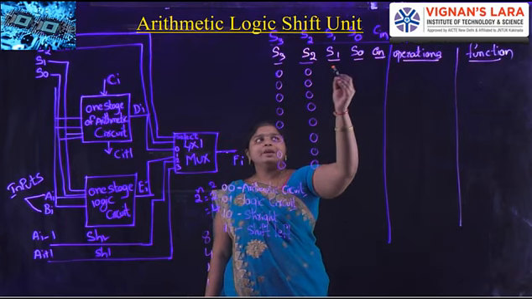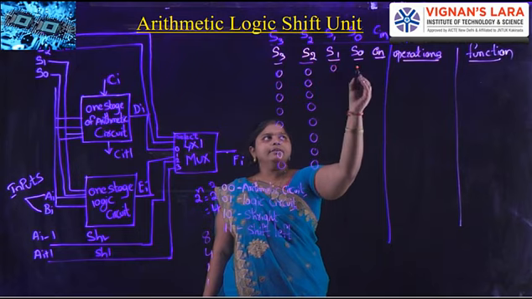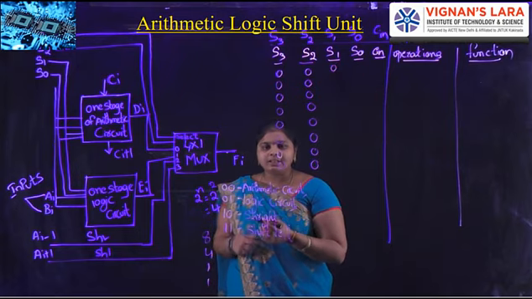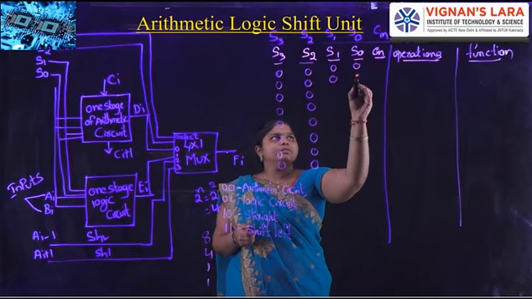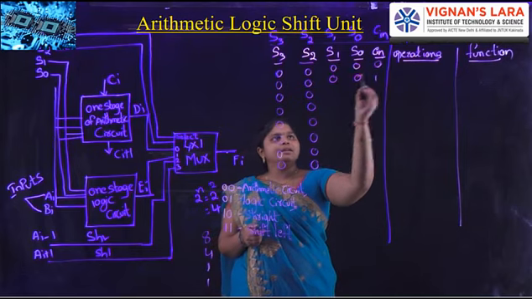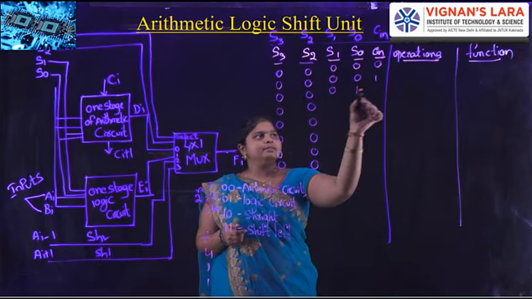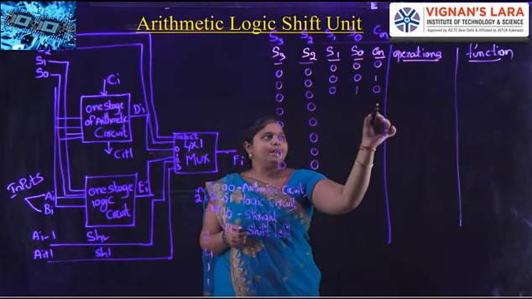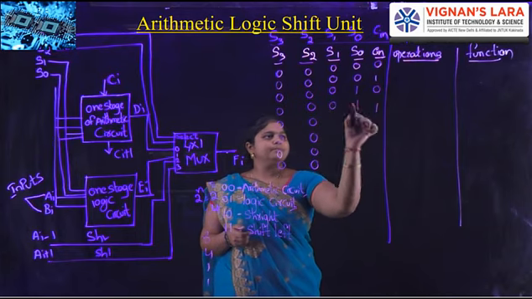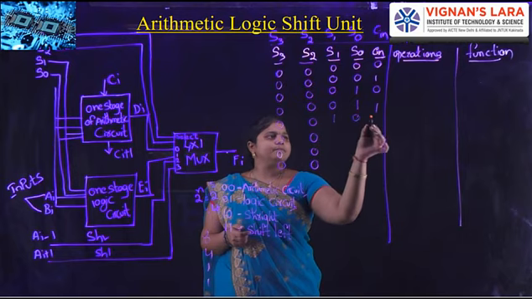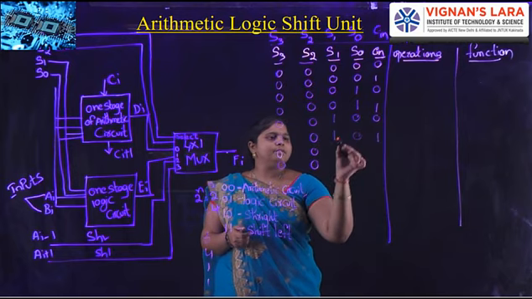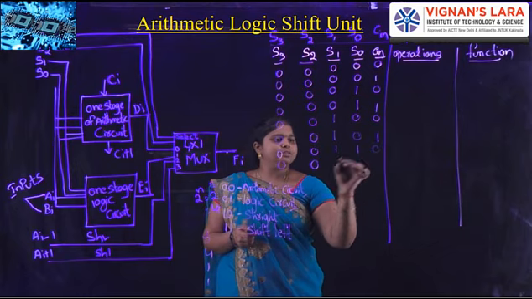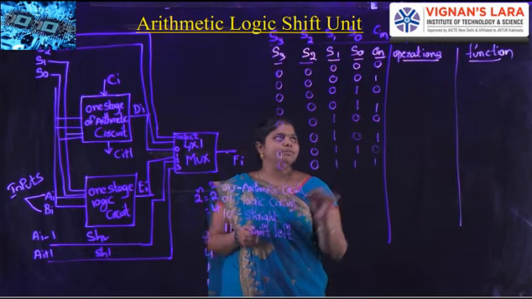Next, for S1 and S0, here we take both cases, carry 0 and carry 1. We have to perform 0, 0 for carry 0 and carry 1, 1 for carry 0 and carry 1, 2 for carry 0 and carry 1, and 3 for carry 0 and carry 1.